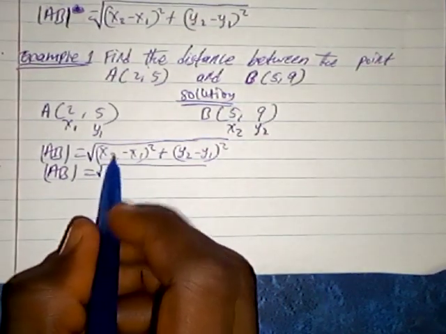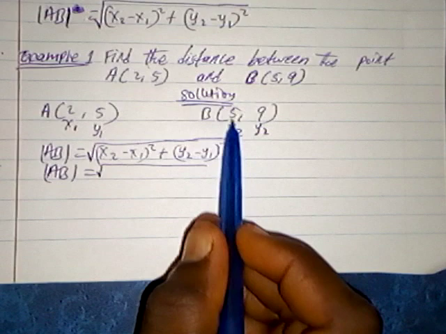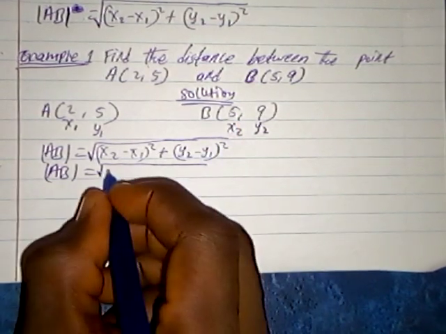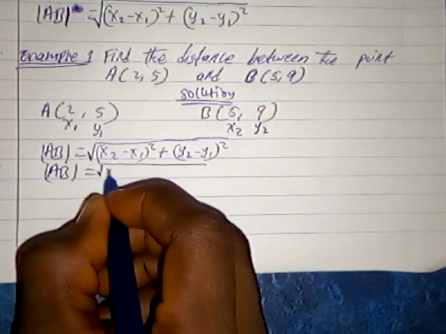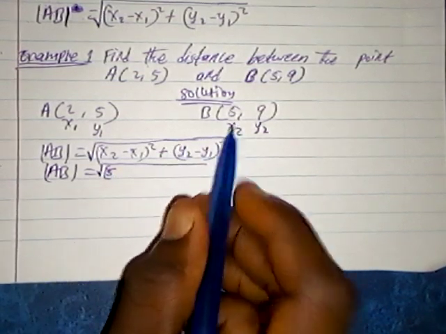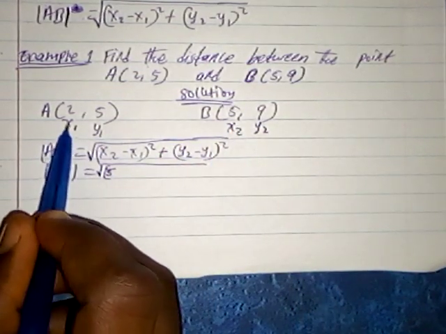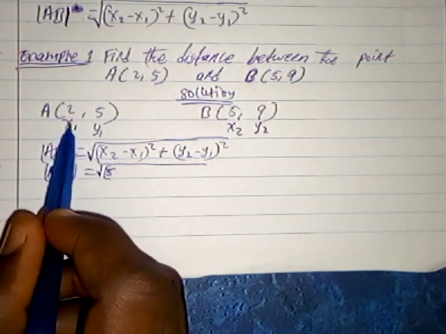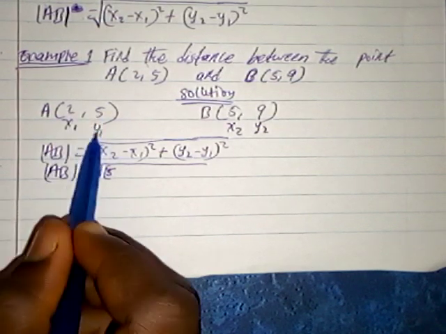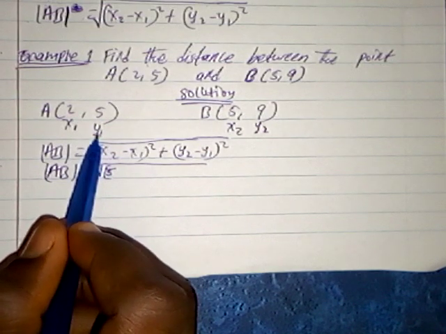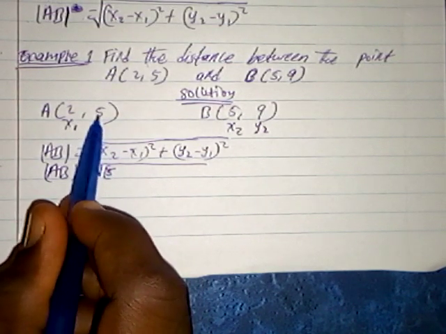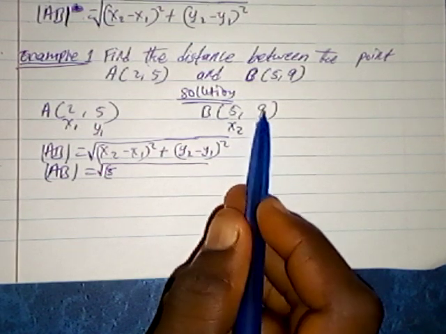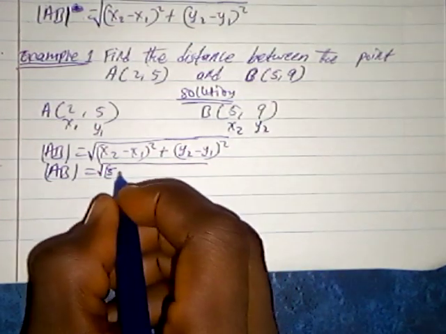What is x2? Watch. The value of x2 is what? 5. So 5 here is x2. That's why we put them. So you see x1 here, that represents 2. This 5 is y1, so y1 is representing 5. You see it? y2 is 9. So y2 is representing what? 9. You see it? Good.